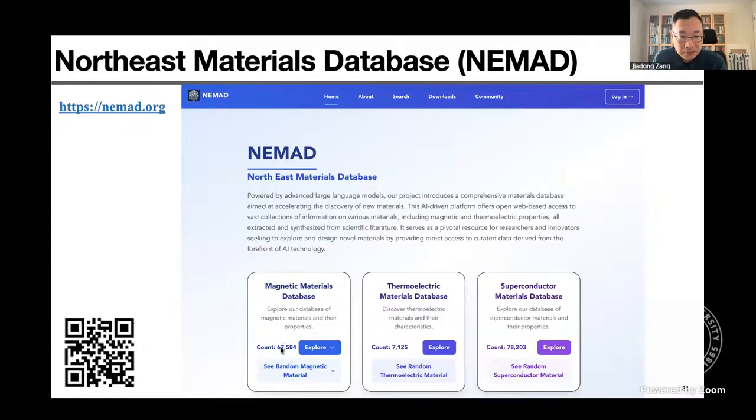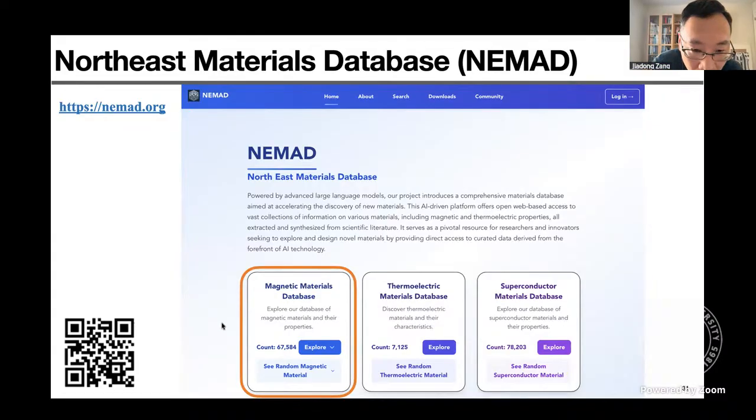Altogether we collected more than 60,000 entries, and I would say that some entries are talking about the same magnetic materials, because one magnetic material might be reported by different papers, okay? But we just collect them all. And in the following materials predictions, we will clean them up by taking the average values from all these papers reporting the same material.